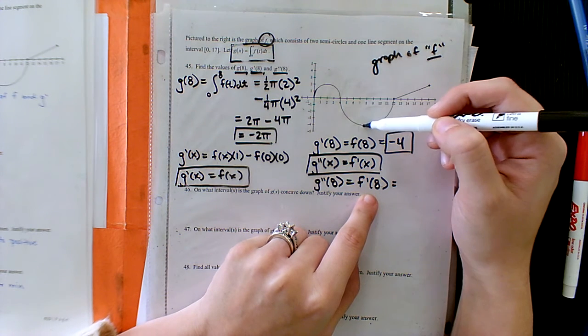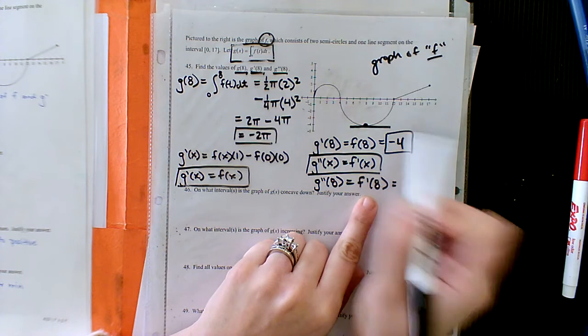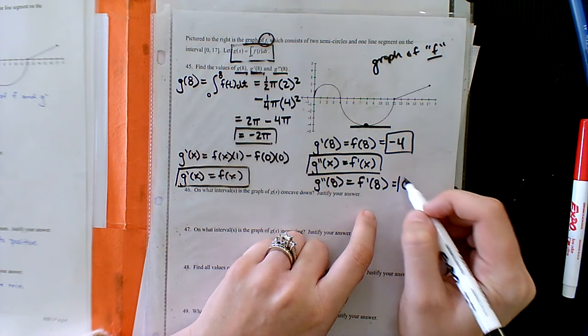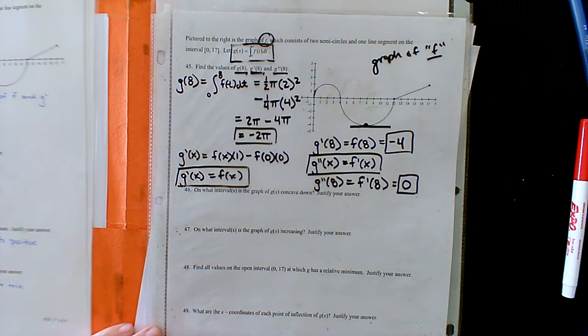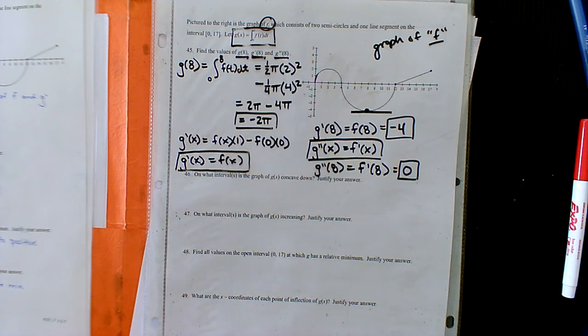What is the slope at that point? 0. If you draw a tangent line, it would be flat. There we go. Looks good. We hanging in there? Yeah?